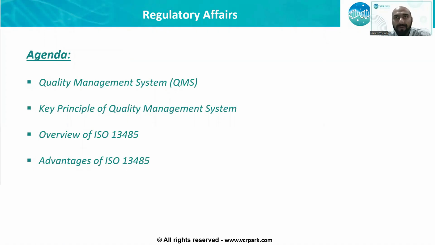We'll look into the different key principles of quality management system. What are those principles based on which a quality management system is defined? Then we'll dive into 13485, the standard, what it requires, an overview of ISO 13485. And then in the end, we'll look into the advantages of having ISO 13485 implemented in your organization.